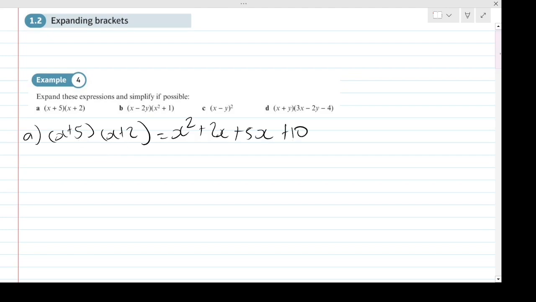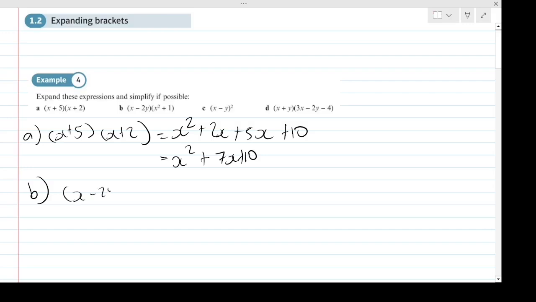And then it says to simplify. We can simplify because we have different x terms, so we can collect them together, add them together. So that's going to be x squared and then 7x add 10. Okay, that should be fairly straightforward. So let's have a look at part B.